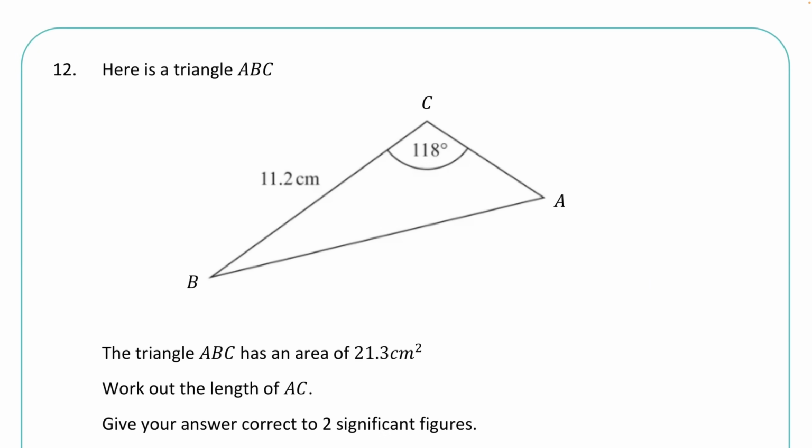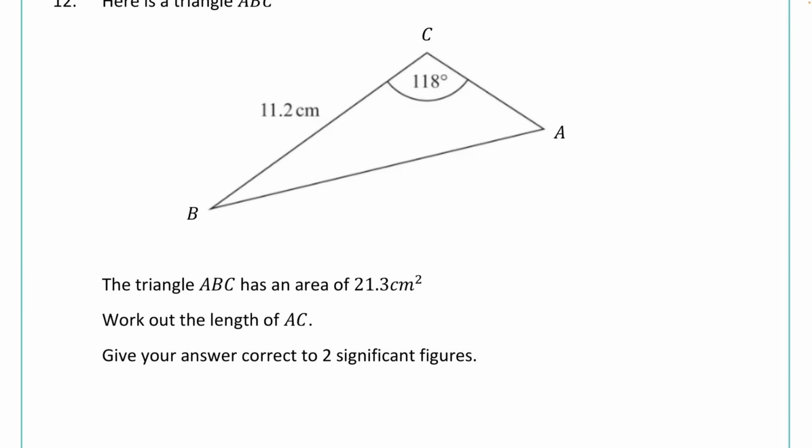Okay, so in this question we have a non-right angled triangle called ABC. This is the triangle ABC, has an area of 21.3 centimetres squared. Work out the length of AC. So AC is our length over here between A and C. It says give your answer correct to 2 significant figures.